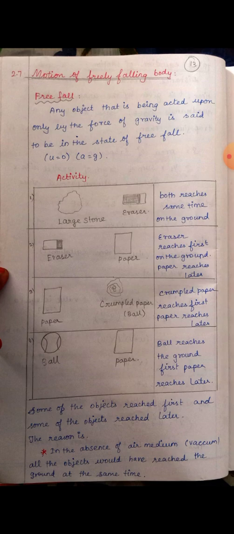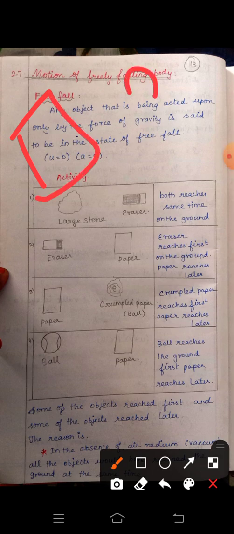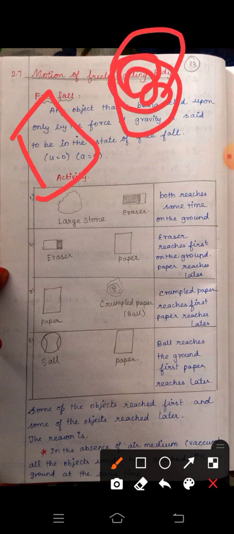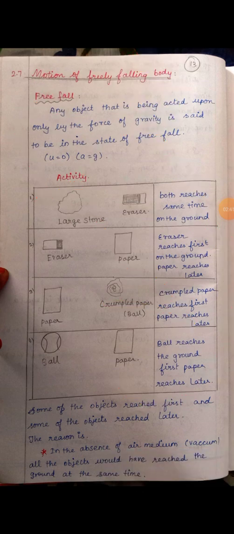Next we are having paper in one hand and crumpled paper in the other. Crumpled paper means we are taking 2 or 3 papers and making them into a ball. If we throw these two down, the crumpled paper reaches the ground first. Let us see why.